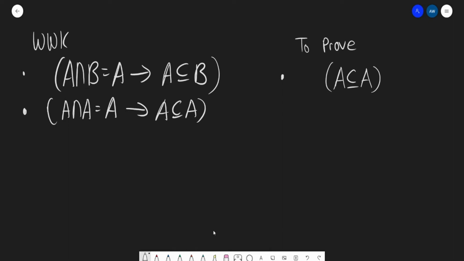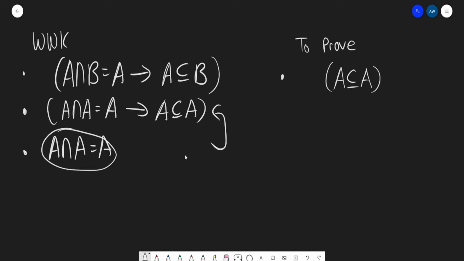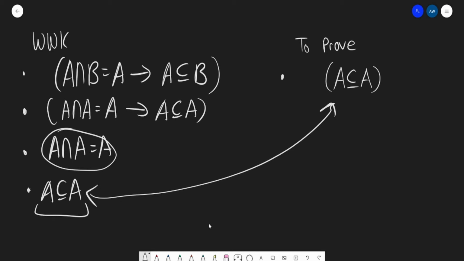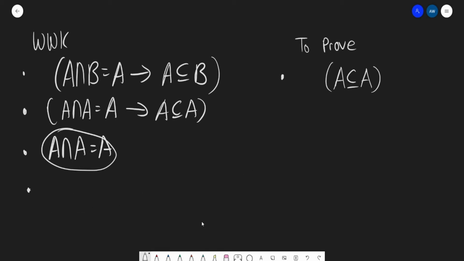Okay, so imagine if we had this piece of information, right? Imagine if this is on our what we know list. Then we would be done, because what do we know? We know that if this is true, then this should also be true. And we know that this is true, therefore, if we combine these two pieces of the puzzle together, then we would get A is a subset of A as another new piece of information. And then we could draw the connection between these two, and we'd be done. So, to actually complete this proof, we need to prove that A intersect A is equal to A.